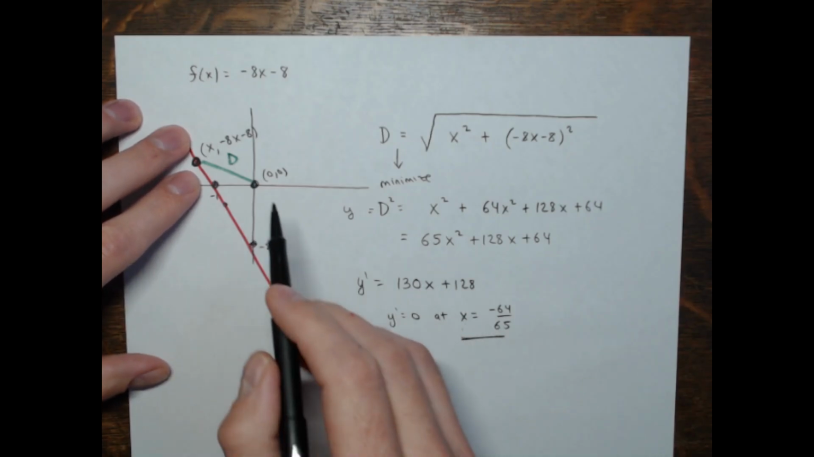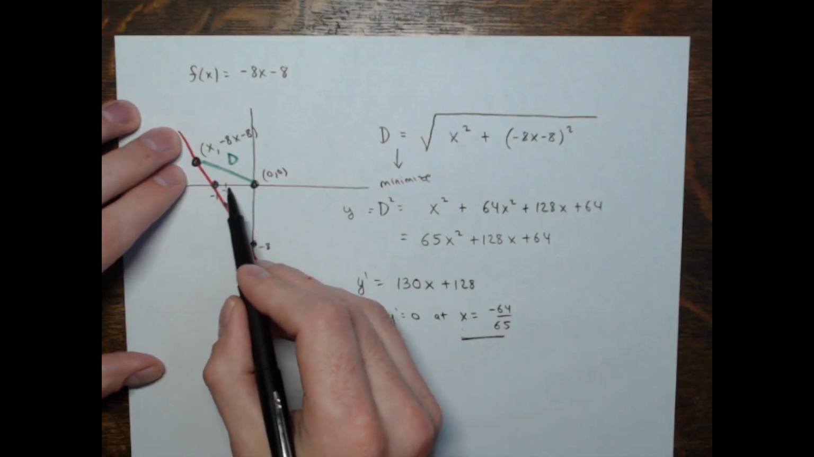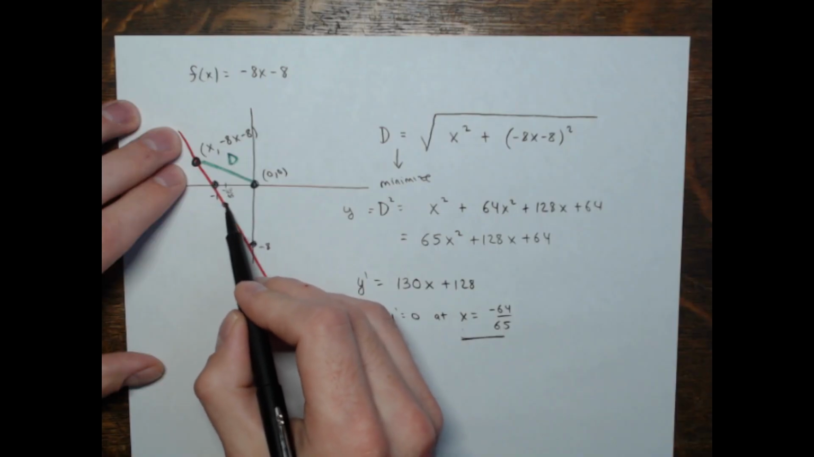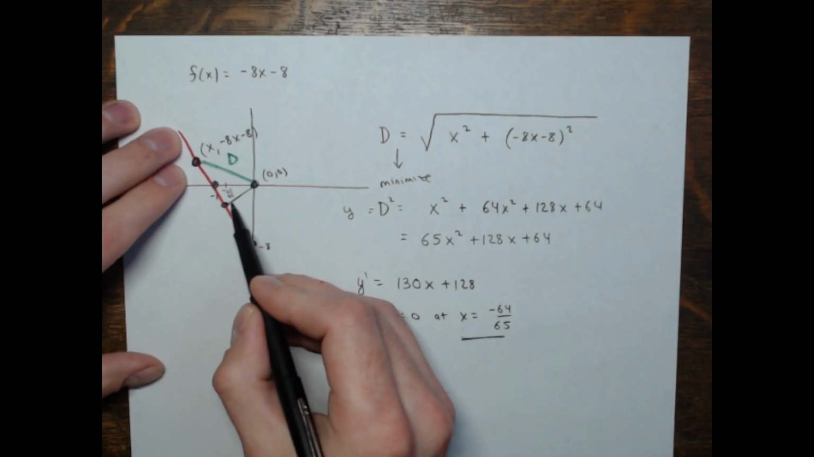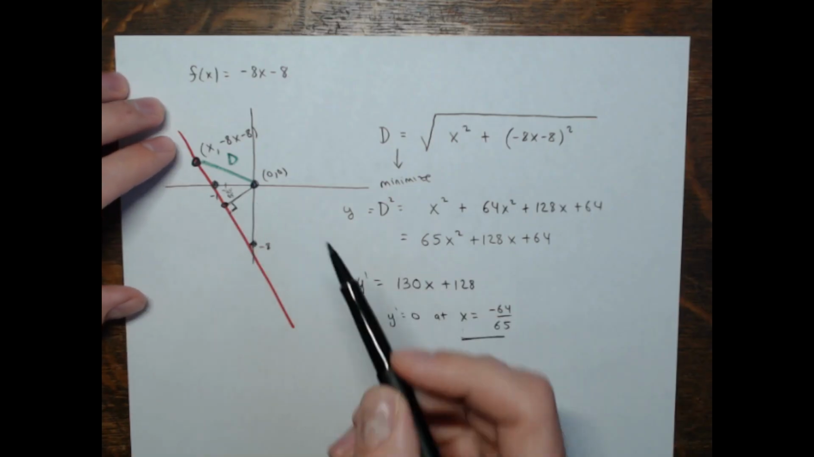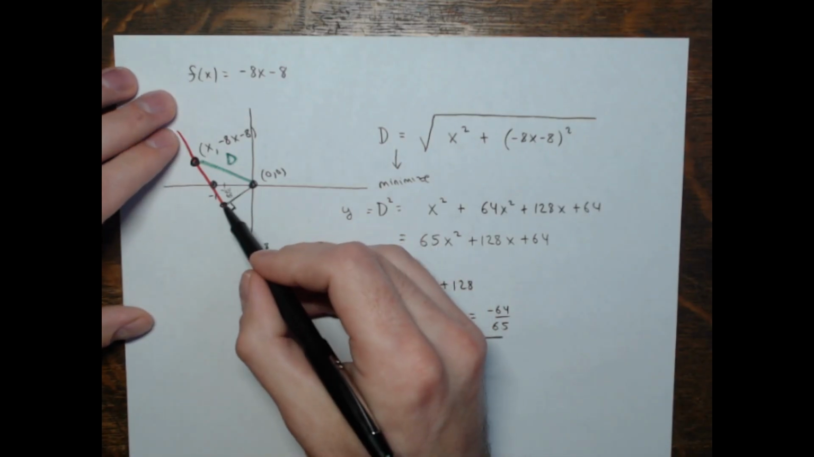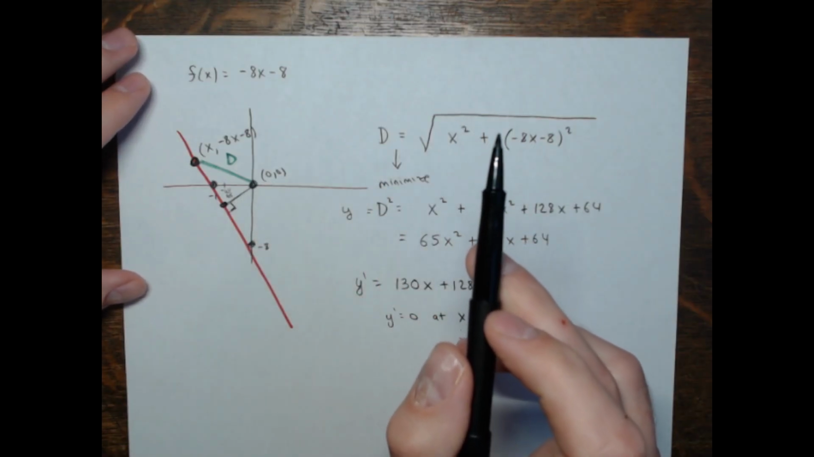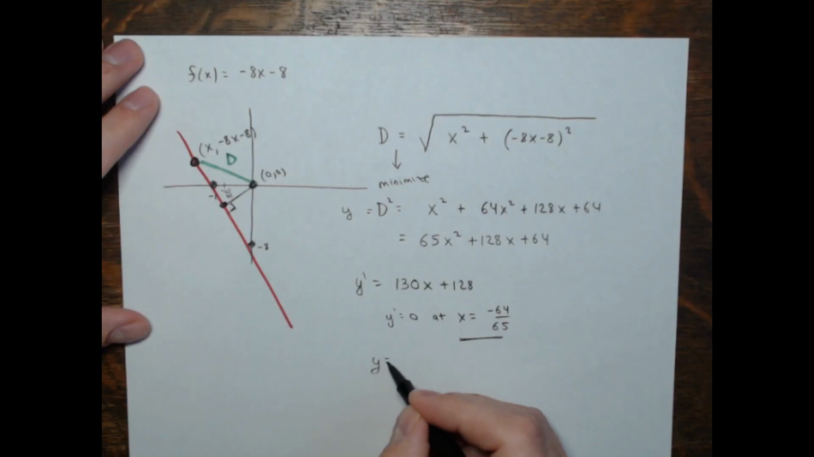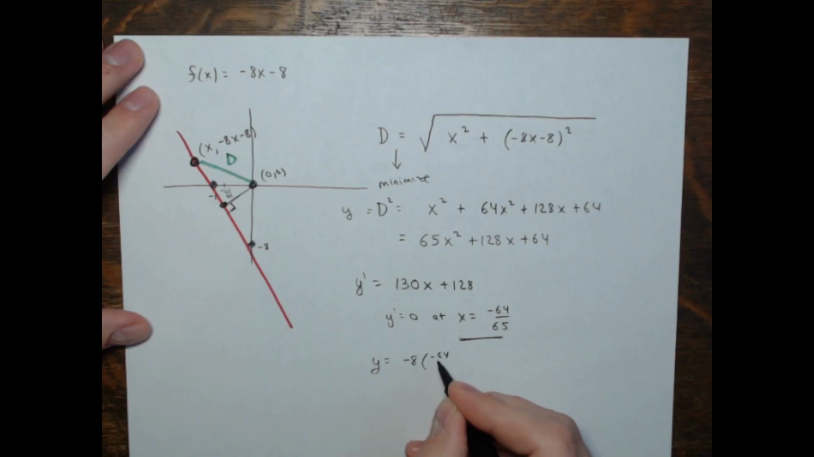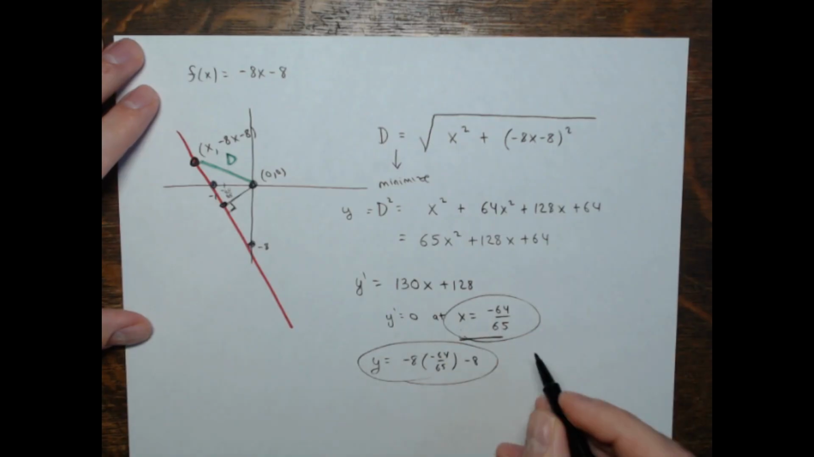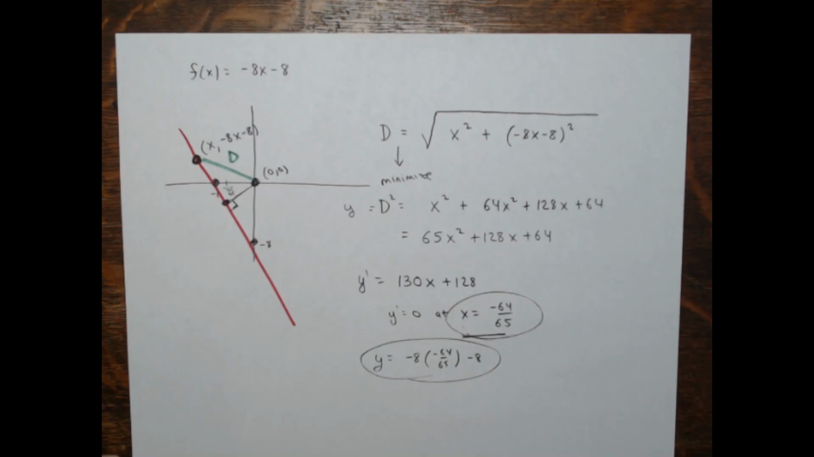So that's the x coordinate. That'll be something a little bit to the left of negative 1 here, negative 64/65ths. So at some point around here, it should be perpendicular. When you draw the segment to 0, 0, that's how you determine when you're closest. And then y, if I'm on this line, would be negative 8 times negative 64/65ths, minus 8. And again, I'll just enter that for the y coordinate. Those are the x and y coordinates of the point on this line that would be closest to the origin.